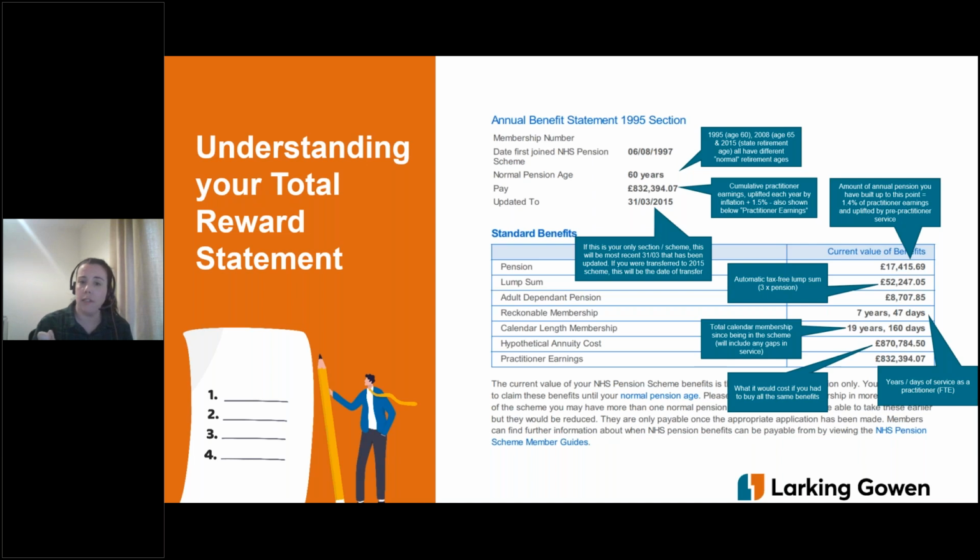And then I think a really interesting one to always look at is this hypothetical annuity cost, because this is what it would cost you if you wanted to buy an annual pension of £17,415 a year. It would cost you £870,000. So people often say, oh, it's such an expensive scheme, it's not worth me being in it anymore. And financial advisors will often still say, yes, it is. And that's one of the reasons why, because I don't know anyone that's got 870,000 or a GP that's got 870,000 to buy this annual pension. It certainly wouldn't have cost you that up to this point. So it still is a generous scheme. It's just becoming more costly to be in it.